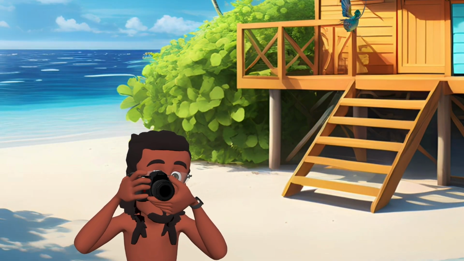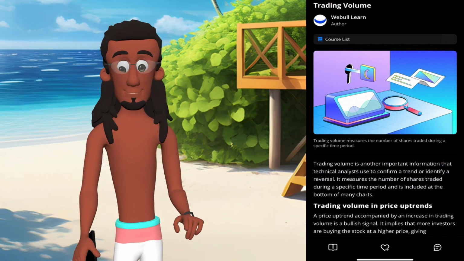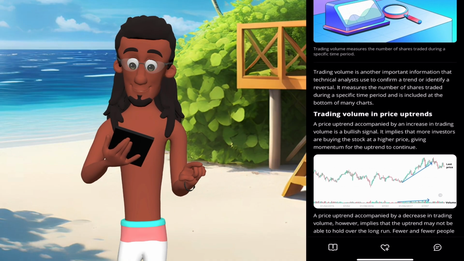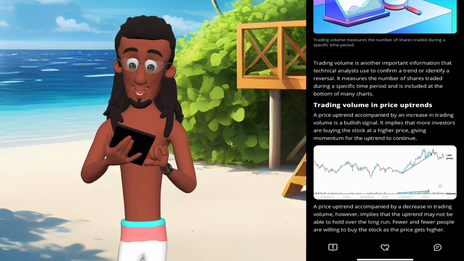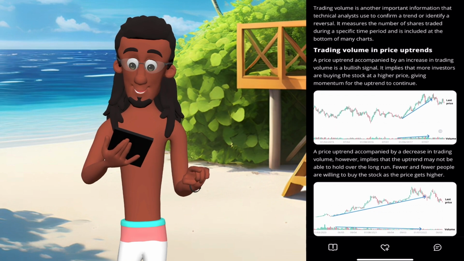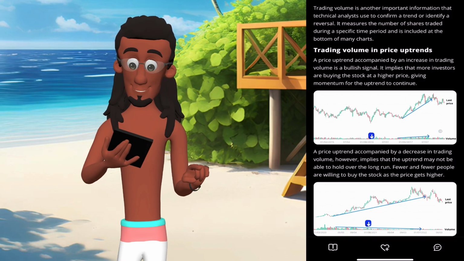All right, so let's talk about trading volume. Trading volume is another important piece of information that technical analysts use to confirm a trend or identify a reversal. It measures the number of shares traded during a specific time period and is included at the bottom of many charts.